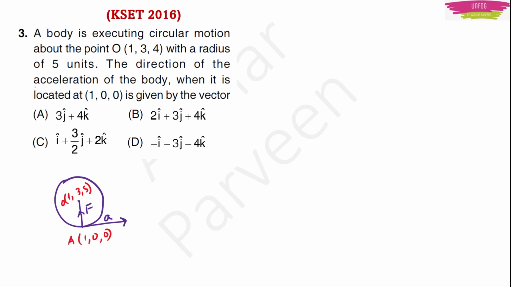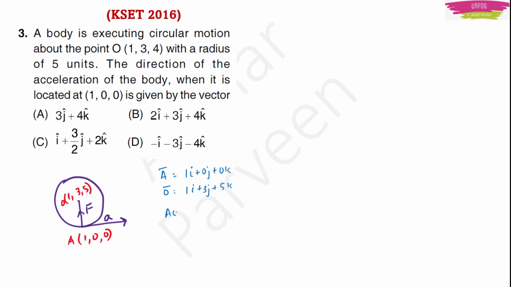Now you can see the direction. The force is towards the center, and the tendency of the body is to move in a straight path, but it is compelled to move in a circular path. So you have to subtract these two vectors. First you write the two vectors. What is the first vector? If I have to write vector A, I will write it as 1i plus 0j plus 0k, and vector O I will write as 1i plus 3j plus 4k.